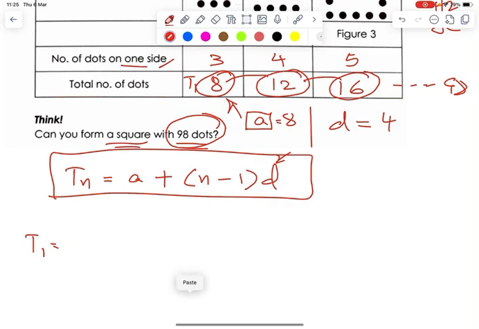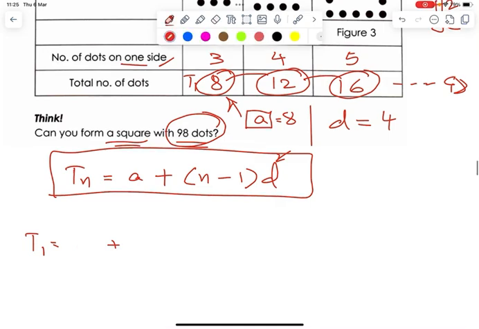Your first term is 8, so a is 8, and you put 8 here. Plus n is 1, your first term, minus 1. That's your formula, and a constant difference of 4.